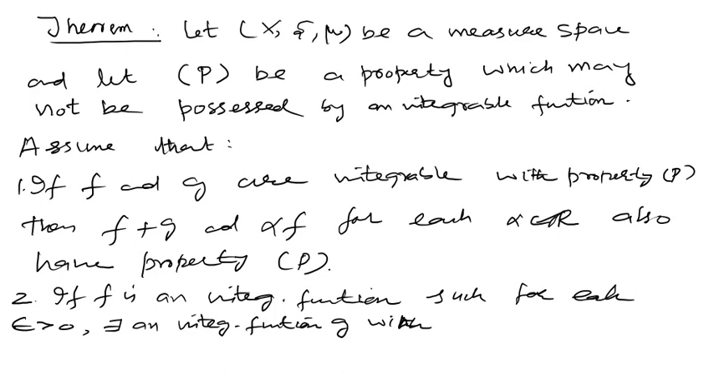So with property P, g has this property P, and the second condition is that the integral of mod of f minus g is less than epsilon. This condition is also satisfied. That means f is a given integrable function, and for every epsilon positive there is a function g which is integrable, having the property P and satisfying this inequality. Then f also satisfies the property P. Okay, then f has the property P.